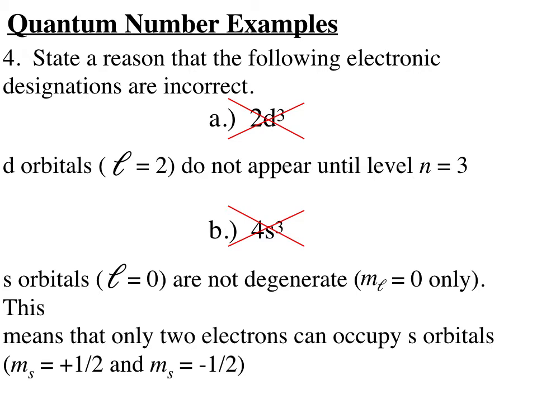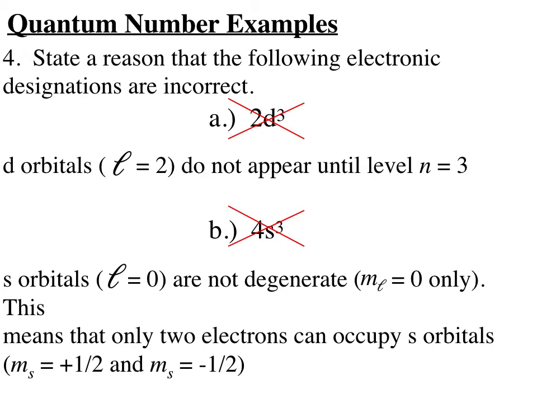But what is the issue is that, according to this designation, L is 2, but energy level N is 2. And according to the rules of quantum mechanics, when L is equal to 2, the first energy level where L equal 2 appears is N equal 3. So you cannot have a 2D orbital. The first possible D orbital is a 3D orbital. So the designation 2D superscript 3 is incorrect.